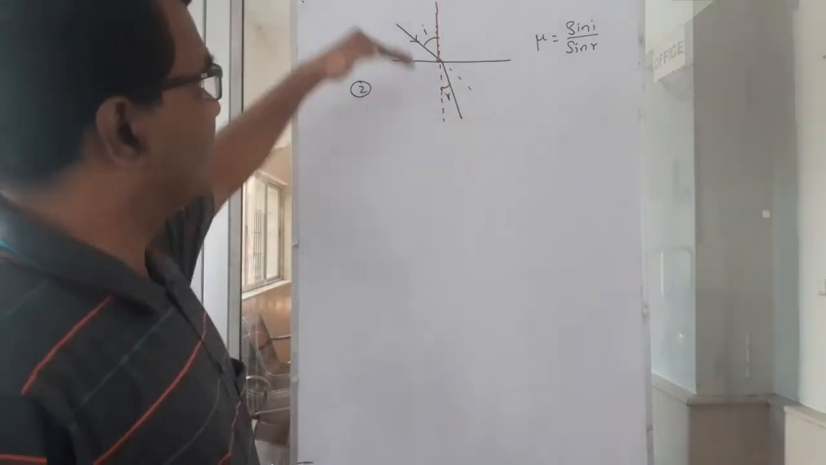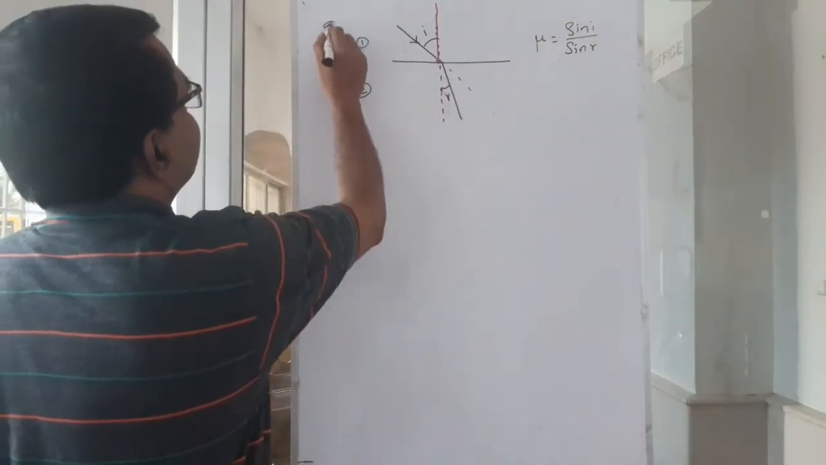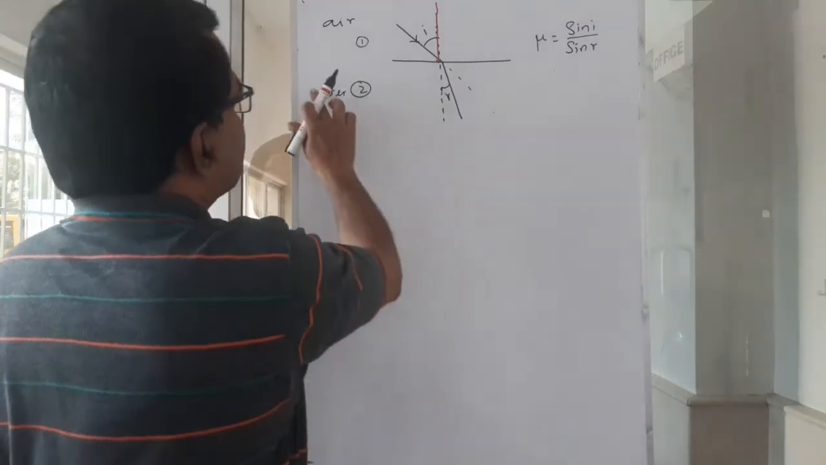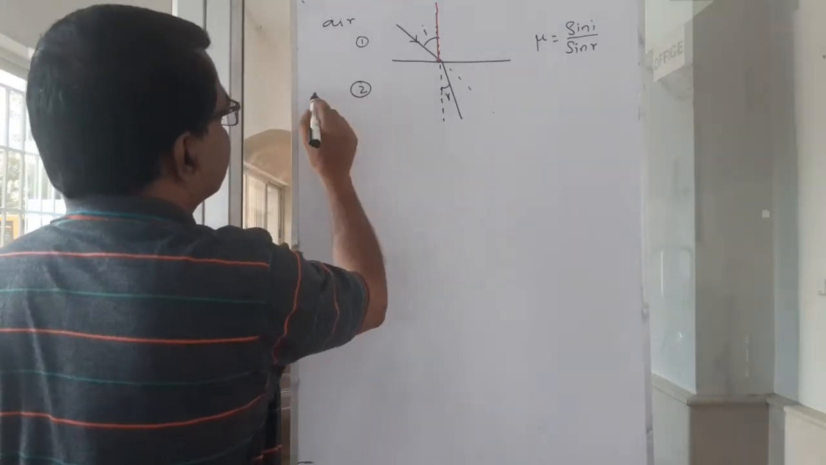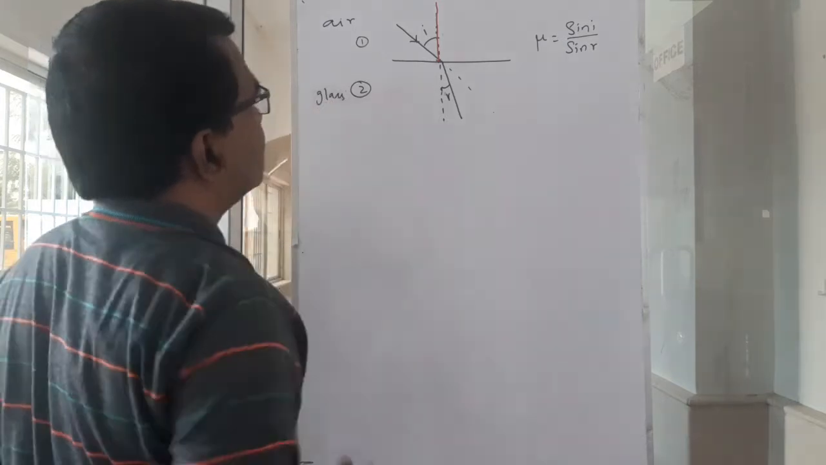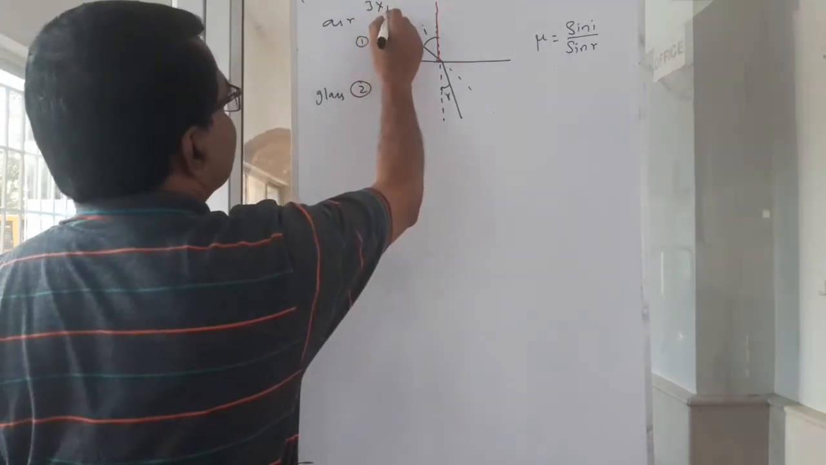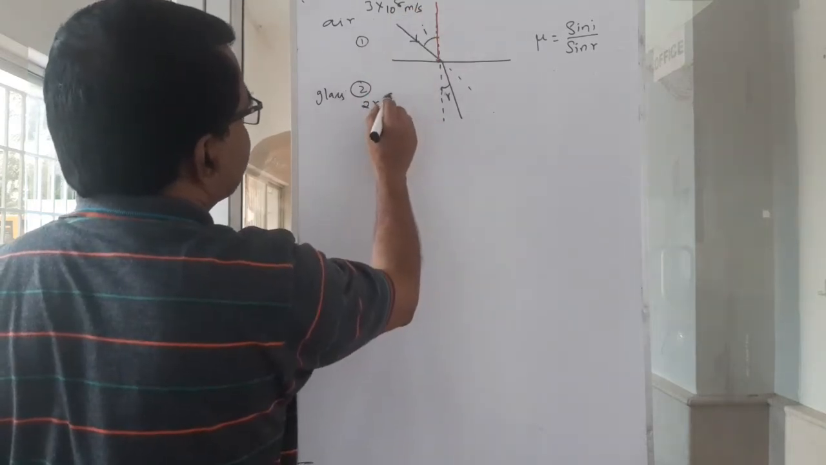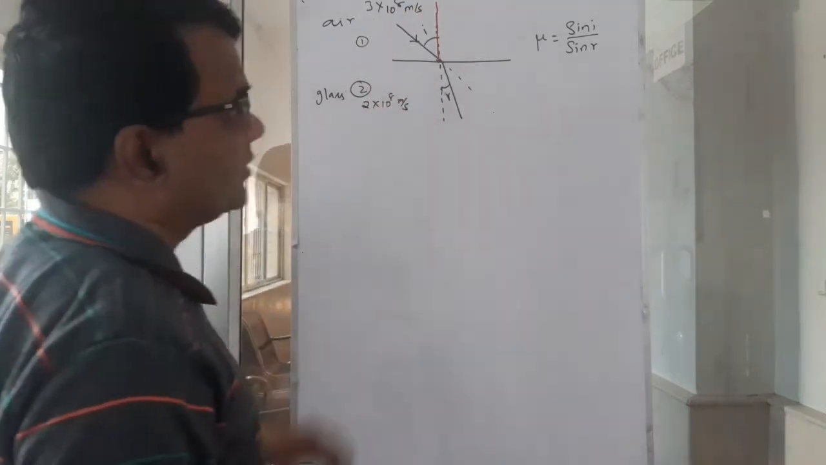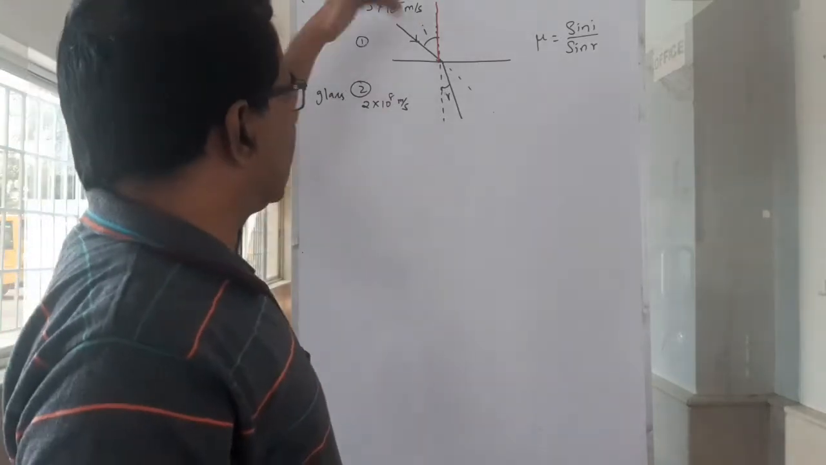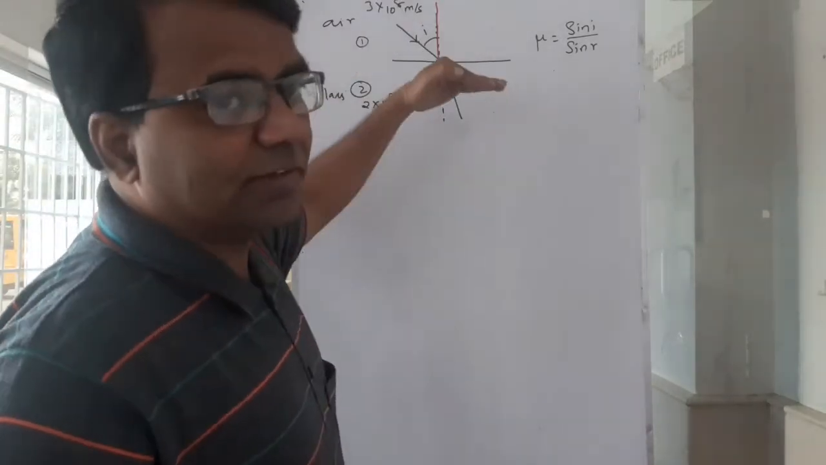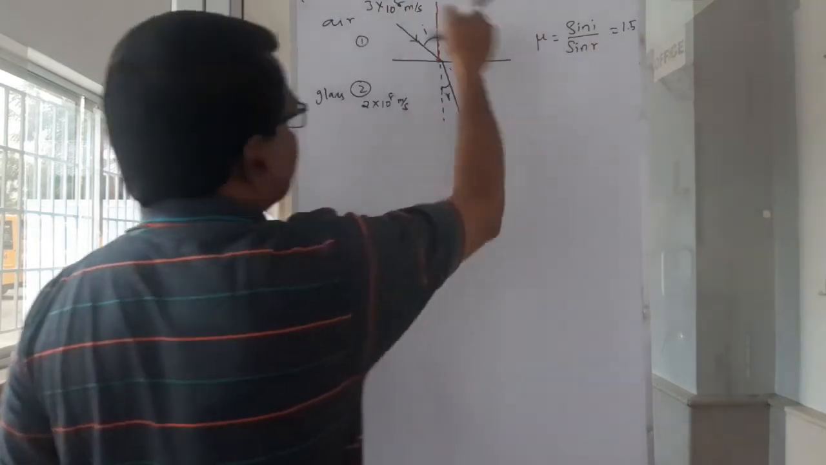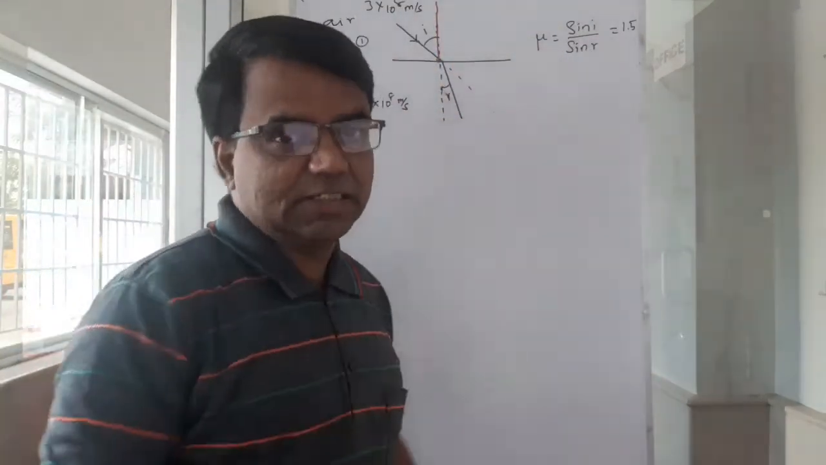Suppose I take water and this is air. Let's say this is air and this is water. Okay? Or I'll say glass better. Here the speed is 3 into 10 power 8 meters per second, and here it is 2 into 10 power 8 meters per second roughly. So the ratio 3 by 2 is 1.5. So the refractive index of glass with respect to air or vacuum is always 1.5.